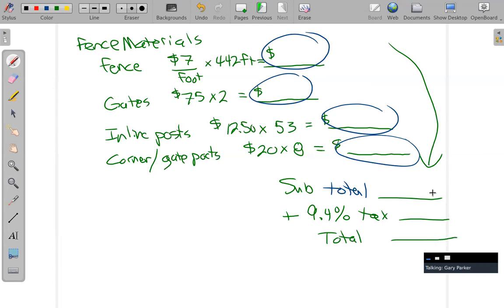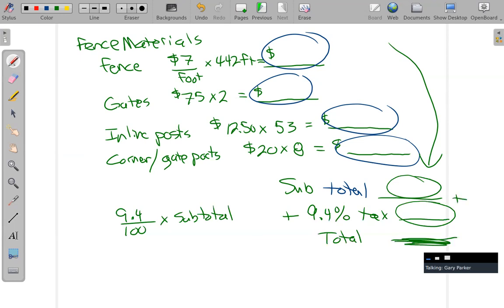So once you calculate whatever that number is, you're going to take 9.4%, which means divide by 100, times your subtotal. And that'll give you this number here. And then you can add these two to get the complete total. All right, I think we're doing better now.